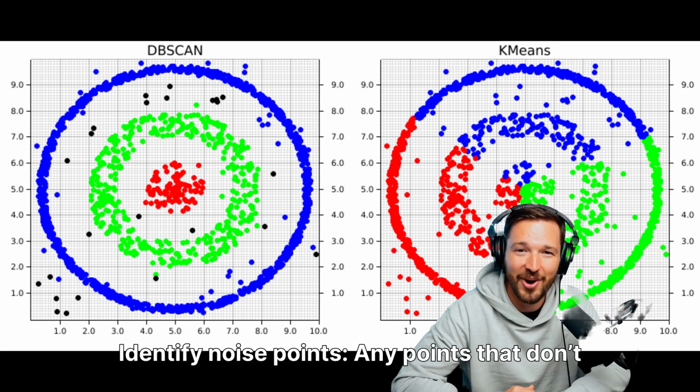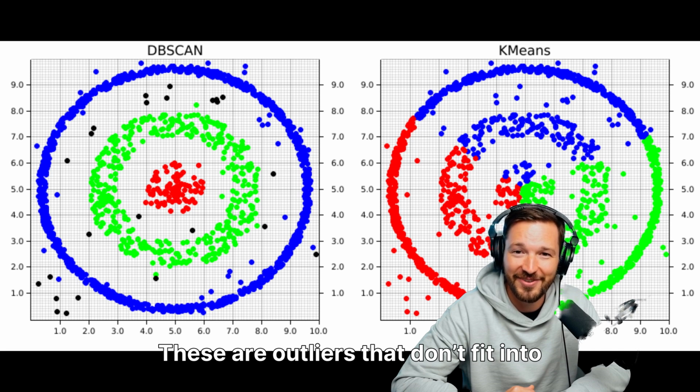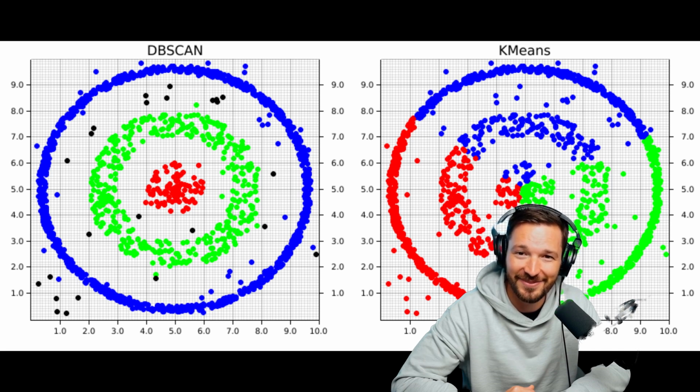5. Identify noise points. Any points that don't belong to a cluster are labeled as noise. These are outliers that don't fit into any of the defined clusters.